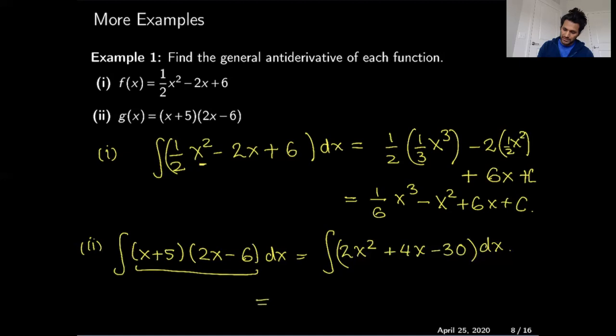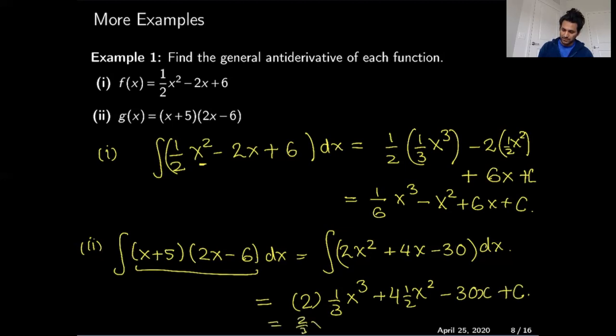So therefore, what will be the antiderivative? 2 times the antiderivative of x squared is 1/3 x to the power 3, plus 2 times the antiderivative of x, which is x squared over 2, and the antiderivative of the constant is constant times variable plus constant. So it's going to be 2/3 x to the power 3 plus 2x squared minus 30x plus c. That is the final answer for that question.